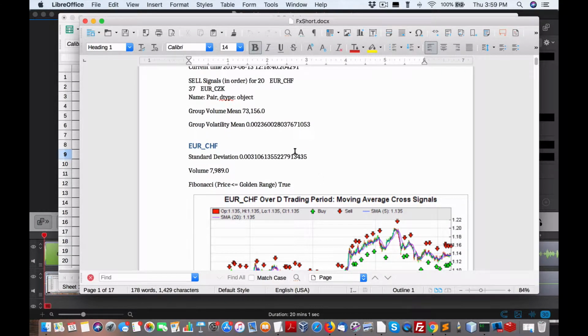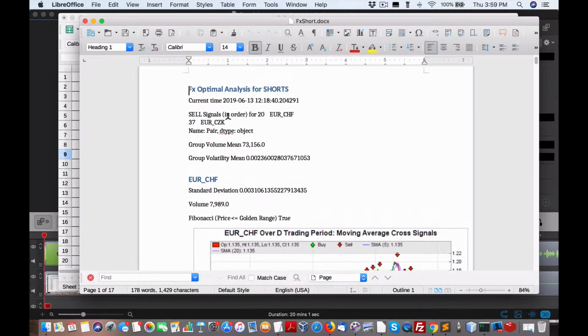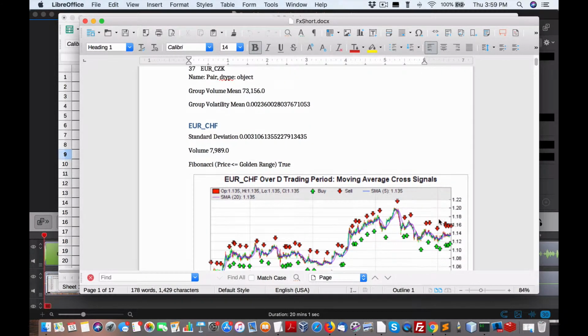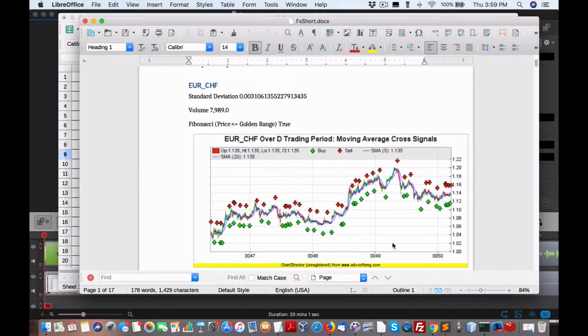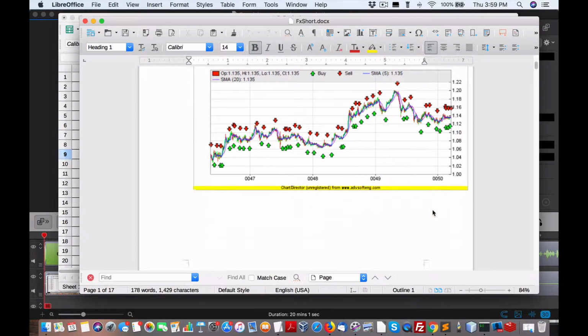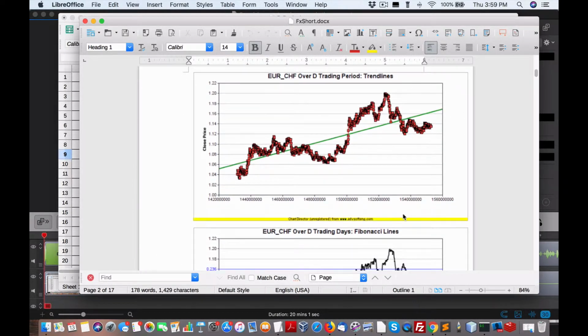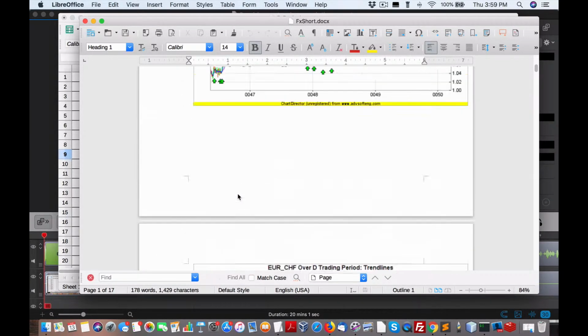So here we have a shorting opportunity potentially with the euro check. And you can see here, unlike some of the coins in crypto, they don't have all these false positive up signals, buy signals. Here, so this is the euro.